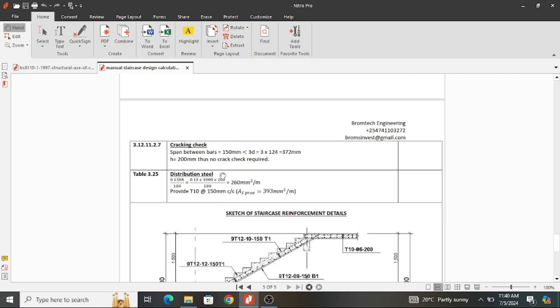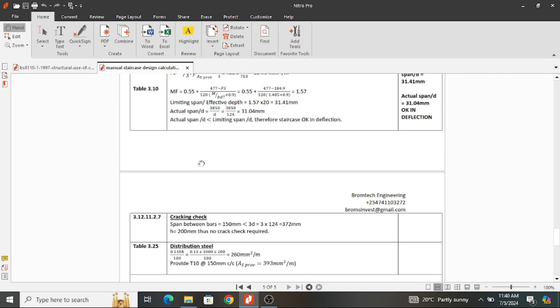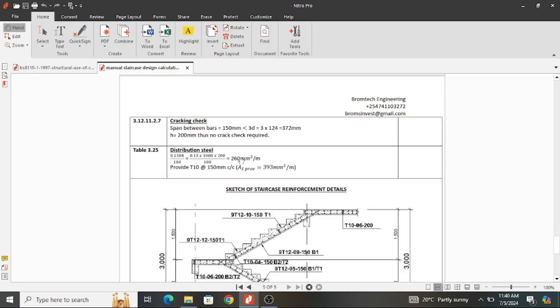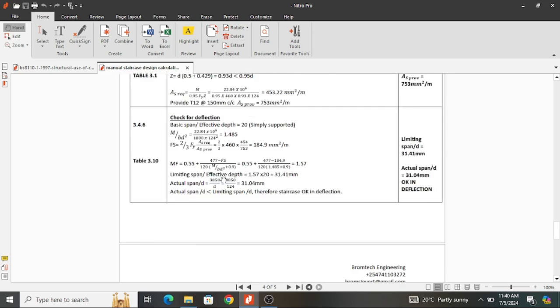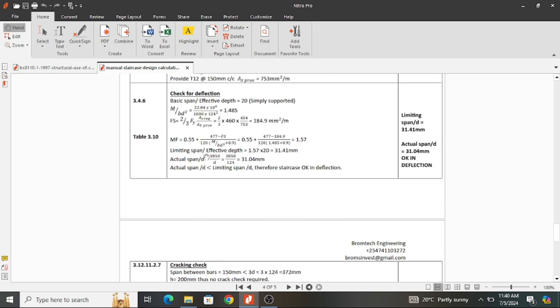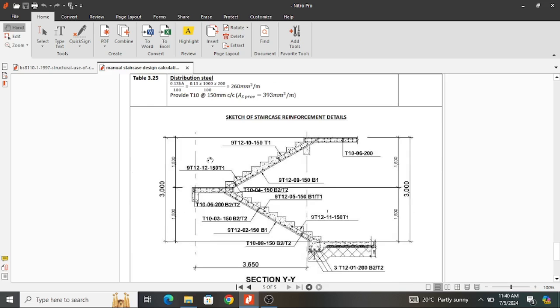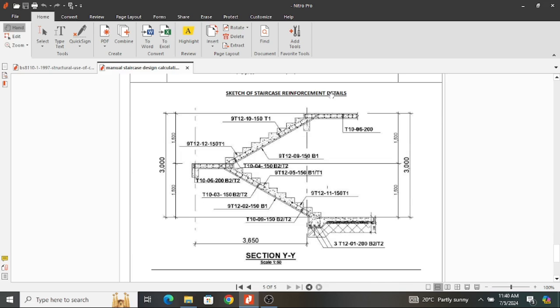Having designed everything, now our checks, our cracking and deflection checks are okay. We have installed distribution steel and we have also installed the main steel. We can now proceed and do a sketch of the reinforcement details. And when you look at the sketch, this sketch starts at a point, let's call this the ground floor, and it proceeds to the first floor.